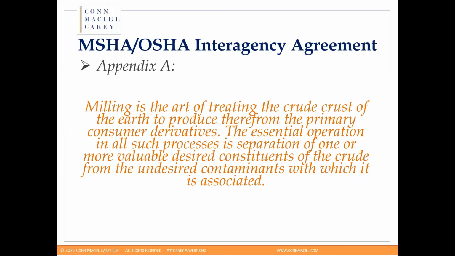So we also, getting back to the distinction between the different operations, we've talked about milling quite a bit. And milling is obviously a term of art that this interagency agreement focuses on a great deal. So milling is the process of what MSHA defines as the art of treating the crude crust of the earth to produce therefrom the primary consumer derivatives.